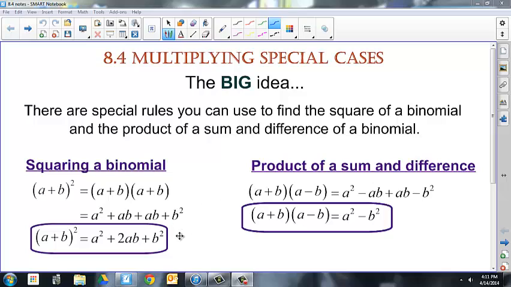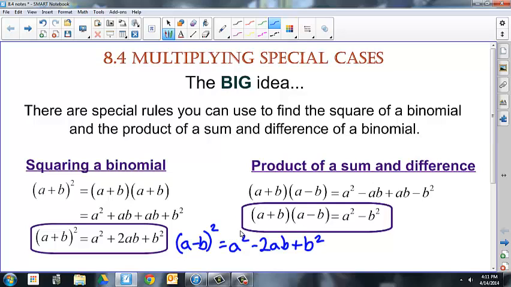Now I should probably also include an alternate version of this. A minus b quantity squared would always be in the form of a squared minus 2ab plus b squared. If you memorize those two patterns, and really it's just one with a changed sign, it'll save you some time as we square binomials that are in that form.